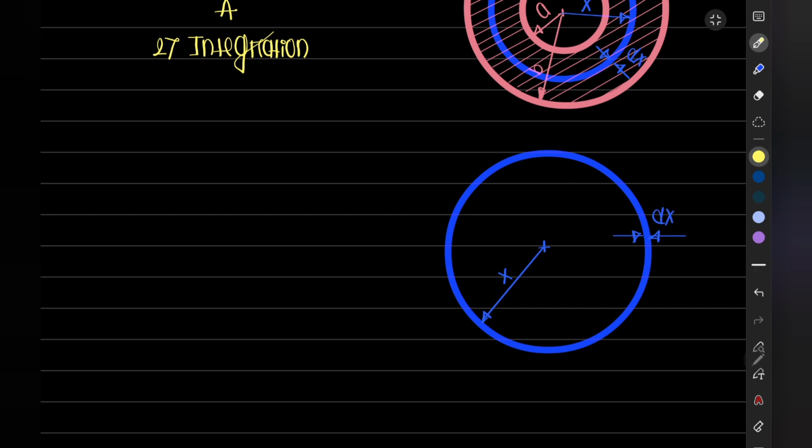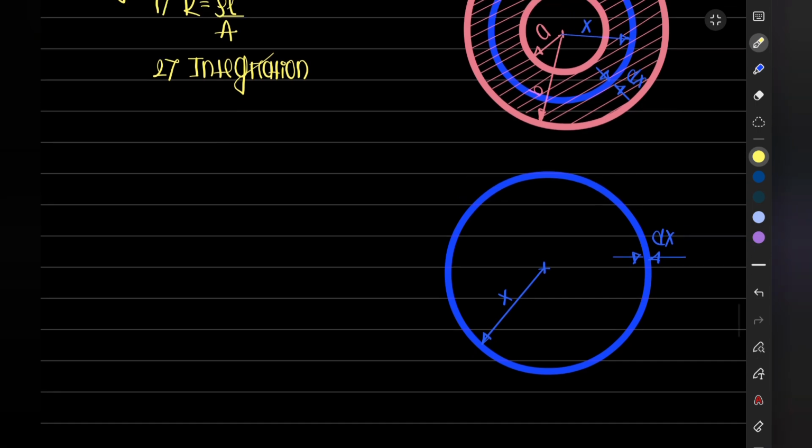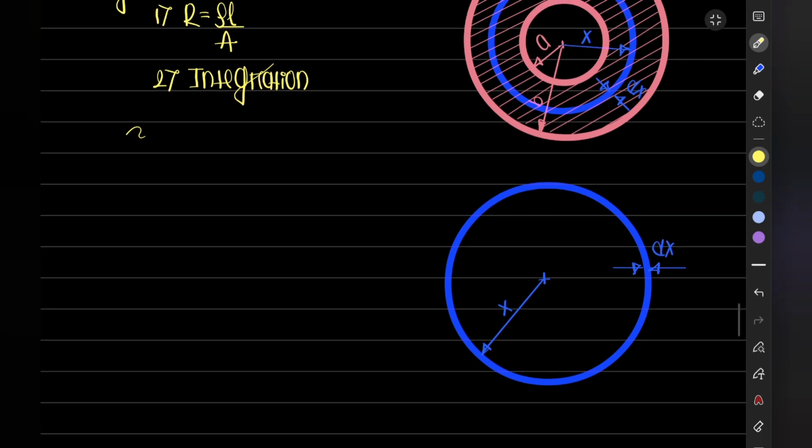This sphere will be a hollow sphere. So for this hollow sphere our small resistance will be dR, which will be equal to rho. Its length is dx and its area, as it is a sphere, is 4 pi times radius x squared, so 4 pi x square. But we wanted to find the resistance for the complete concentric sphere. So for that we will have to use the concept of integration, and that's why I will integrate both sides.